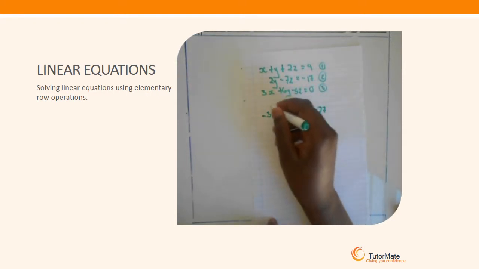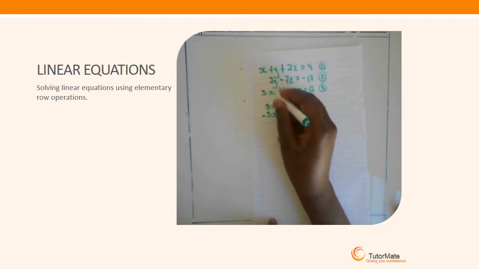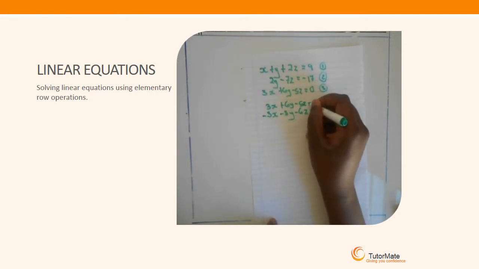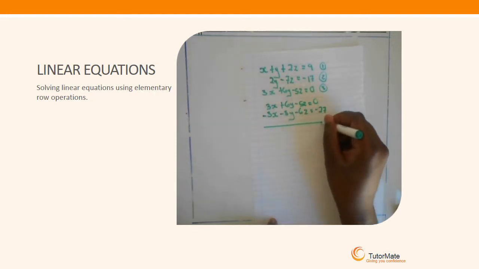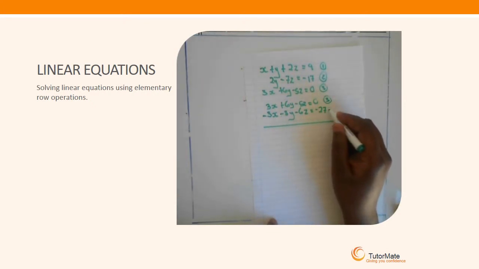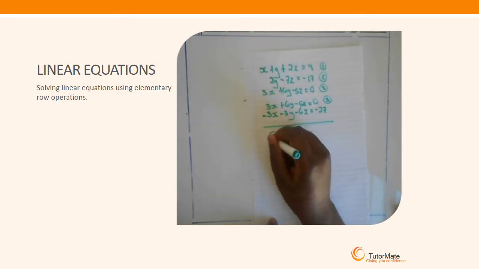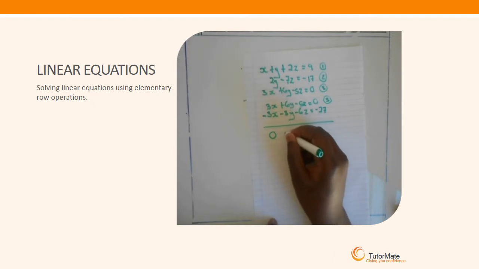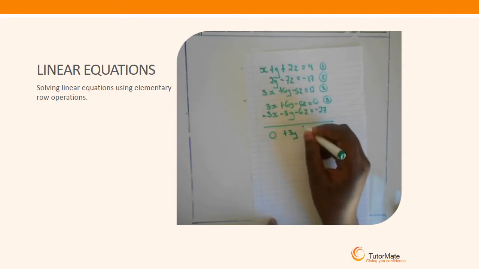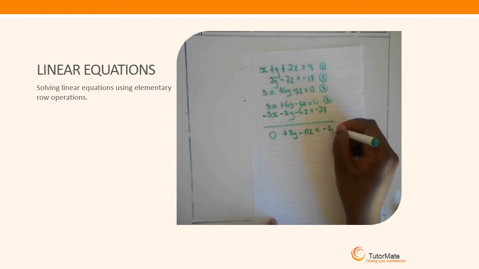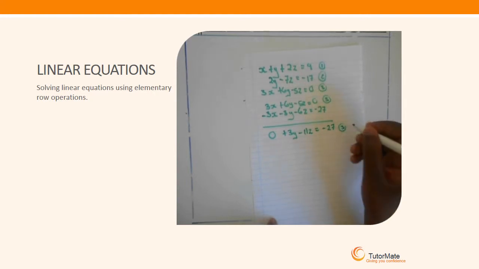You want to add the third equation, which is this one, 6y minus 5z is equals to 0, to the first equation, which was multiplied by minus 3. This is equals to 0. Minus 6 plus 3y is equals to 3y, minus 5 minus 6 is minus 11z is equals to 0 minus 27 equals minus 27. So this becomes your new equation 3.